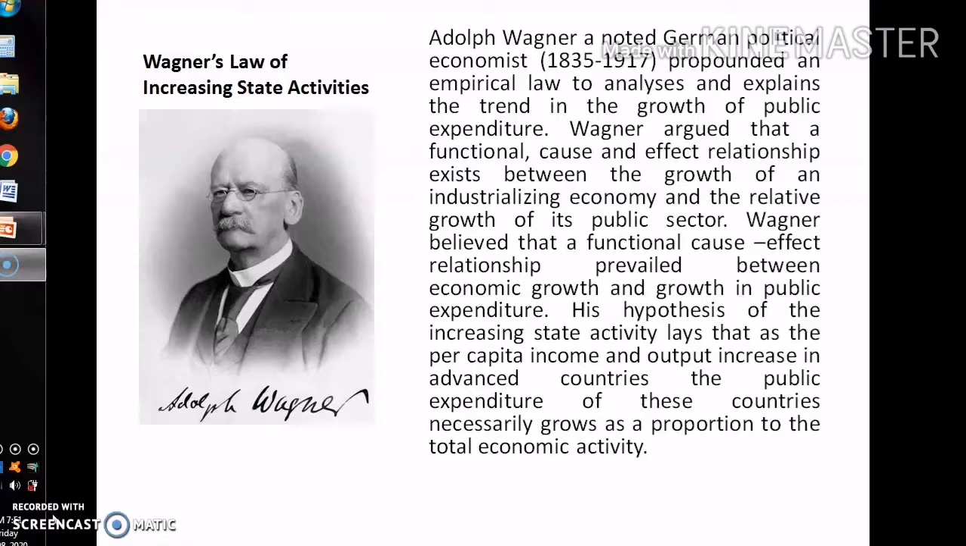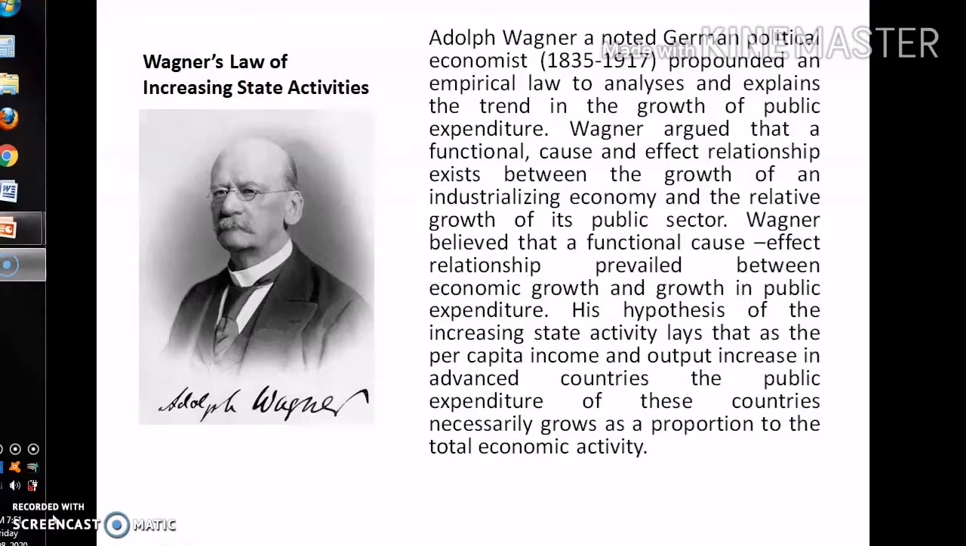There are three important theories in public expenditure. The first theory is developed by German economist Adolf Wagner. The second theory is developed by Wiseman and Peacock, and the third theory is put forward by Colin Clark. And here we are discussing Wagner's law of increasing state activities.